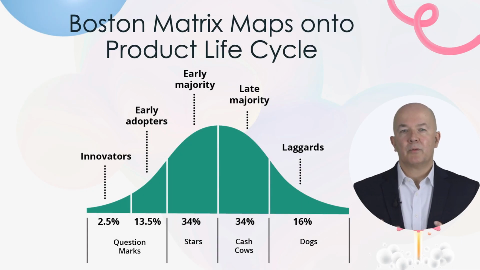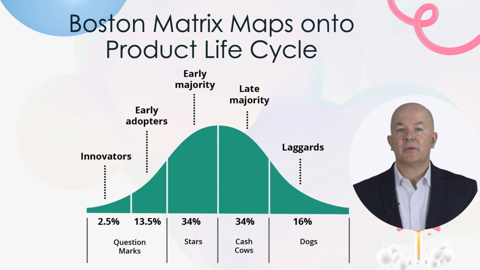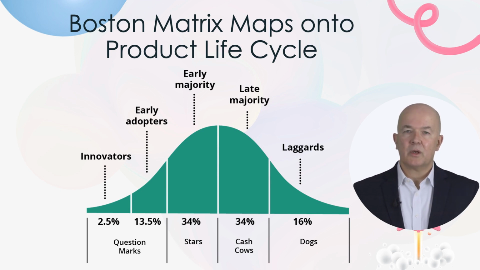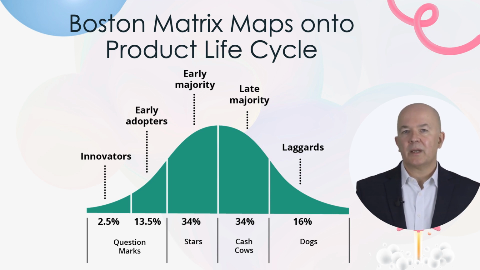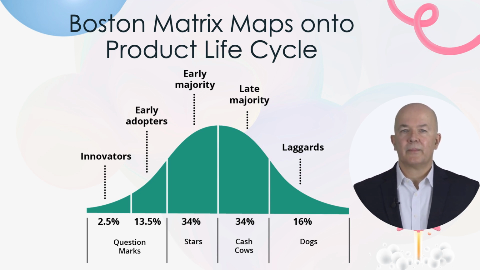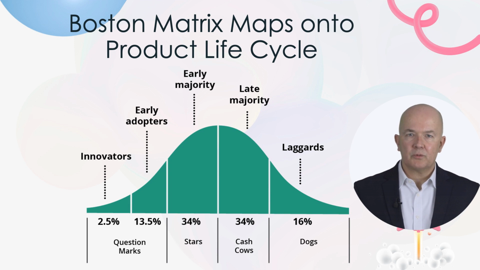Now, if we take both the product life cycle and combine it with the Boston Consulting Matrix framework, they align. That means your question marks are your startups, while the early majority are your stars. As the life cycle begins its downwards trajectory, the late majority aligns with your cash cows. The laggard stage is where you'll find your dogs. These are the products that aren't going to drive your business forward.